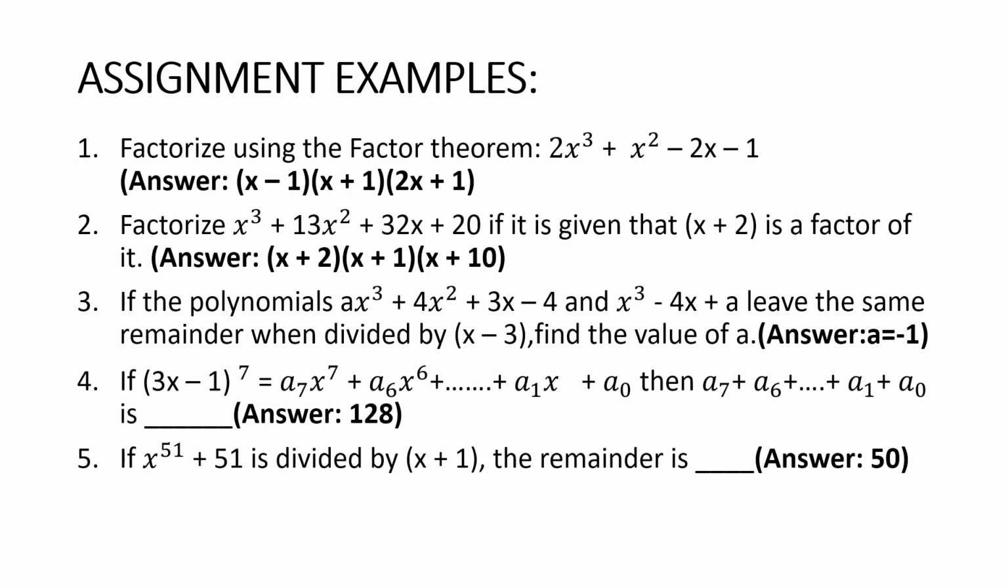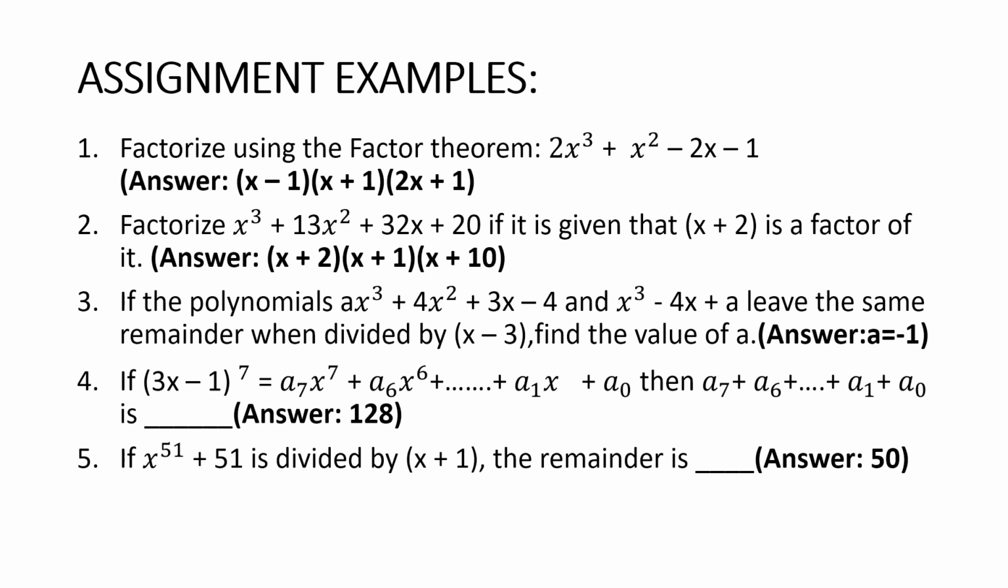Next one, if (3x minus 1) raised to 7 is equal to a7x raised to 7 plus a6x raised to 6 up till a1x plus a0, then find the value of a7 plus a6 up till a1 plus a0. Now over here, since you just need the sum of the constants, means x value is 1. So just put the value of x as 1. So you will get the answer as 128.